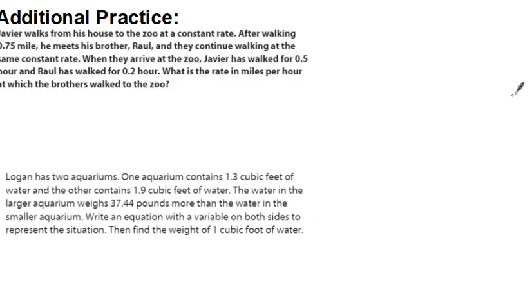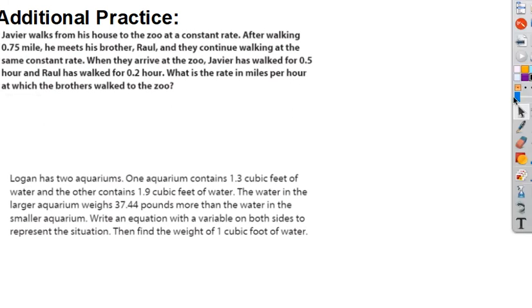All right, so we have our additional practice. We're going to do some story problems with our additional practice. So Javier walks from his house to the zoo at a constant rate. After walking 75/100ths of a mile, he meets his brother Raul and they continue walking at the same constant rate. When they arrive at the zoo, Javier has walked for half an hour and Raul has walked for 2/10 of an hour. What is the rate in miles per hour at which the brothers walked to the zoo?